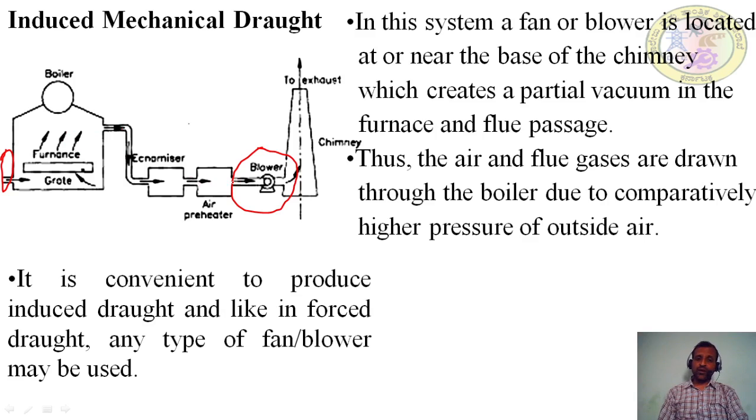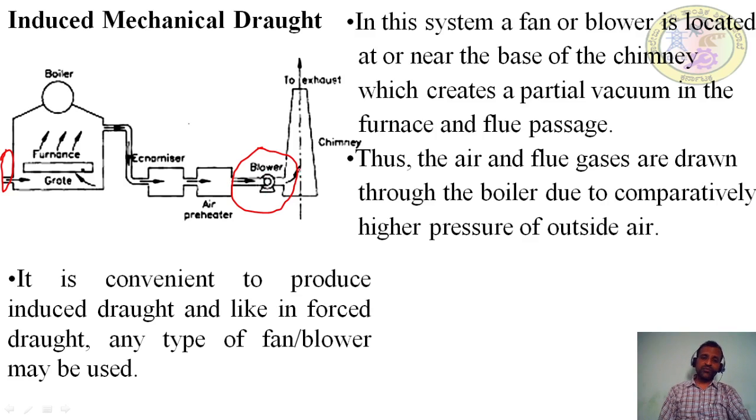So when it is coming out of the air pre-heater, there we have placed the blower. Whenever the blower starts here, it creates a partial vacuum in the furnace and the flue passage, right? Since a vacuum is created here, the air and the flue gases are drawn through the boiler due to the comparatively high pressure of the outside air.